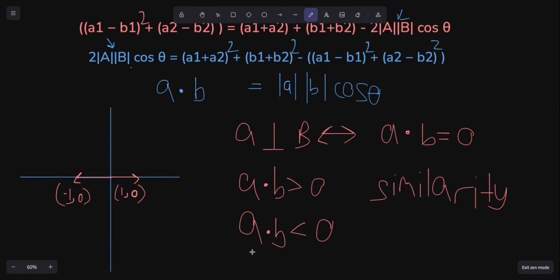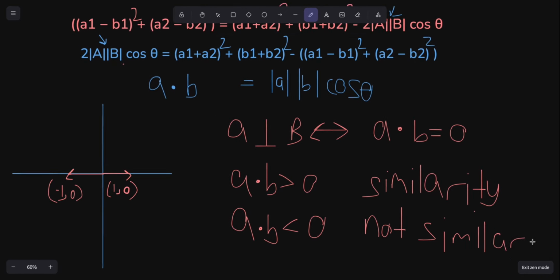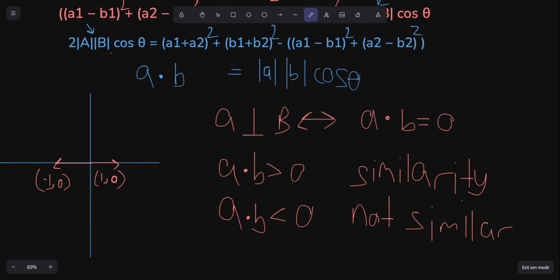So when the dot product is less than 0, that tells me that it's not really similar. These two vectors are not pointing in the same general direction. And so this formula and these three facts, you should probably memorize them, all right? But we've seen how you can use very simple examples and you'll see that these things are true.